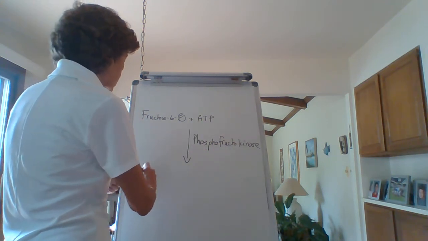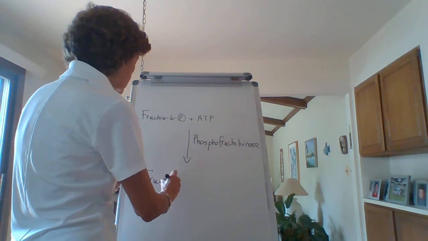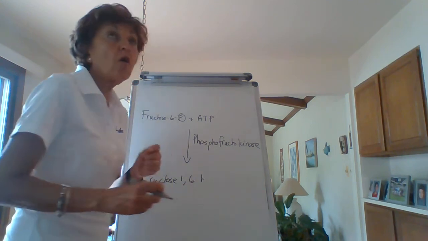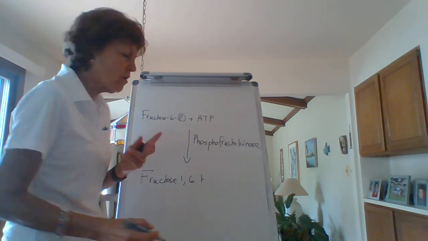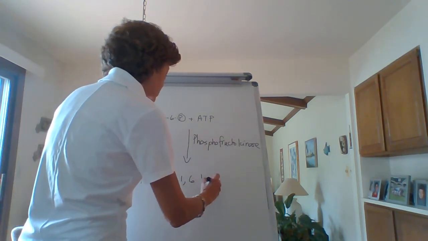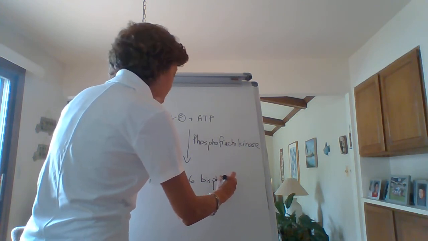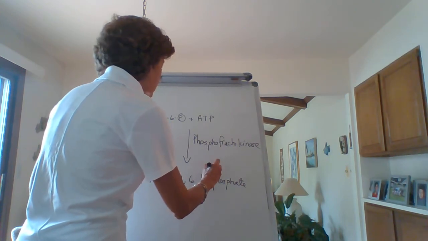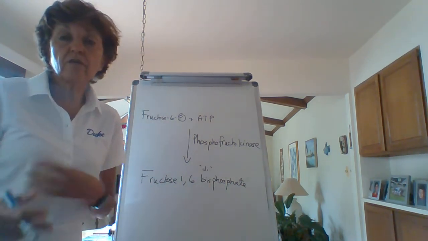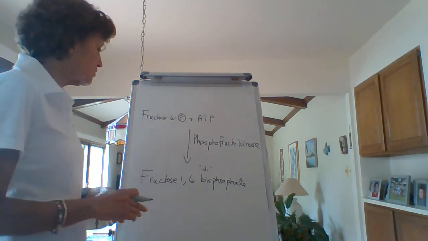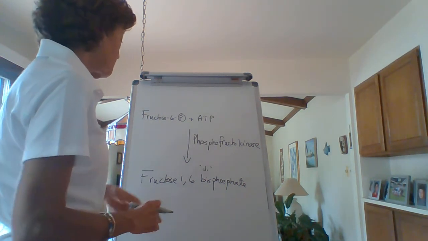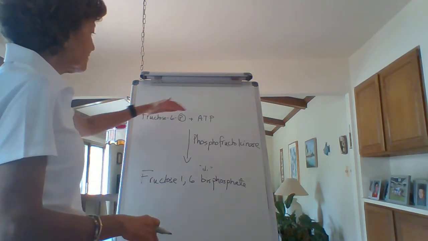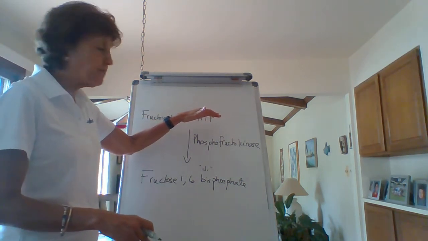The product is going to be fructose 1,6-diphosphate or bisphosphate. I think your book calls it bisphosphate, if I'm not mistaken. Honestly, I don't usually use the word bis. I like to use di, but I guess if your exams have bis, it's probably good to use bis. Bis means di. All right, so fructose 6-phosphate and ATP are the substrates of this third enzyme.